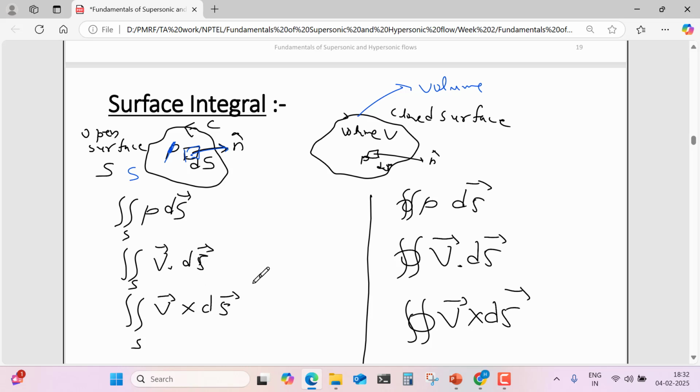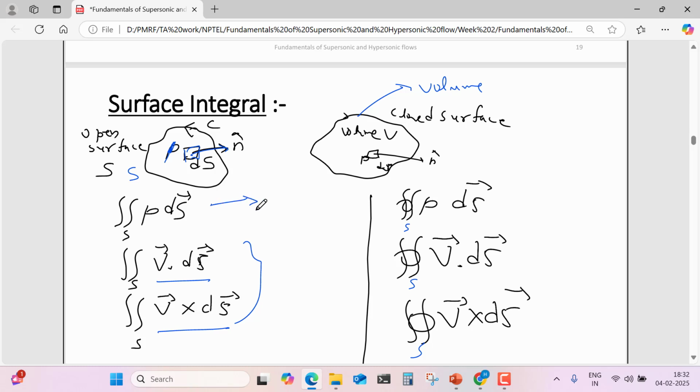If the quantity is vector, it can be given in two ways. One is the dot product and one is the cross product. So it will be double integral v dot ds and double integral v cross ds. For both open surface and closed surface, it is given similarly. Only for closed surface, the surface is closed and makes a volume.